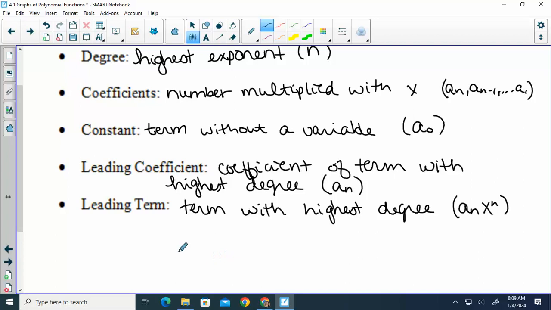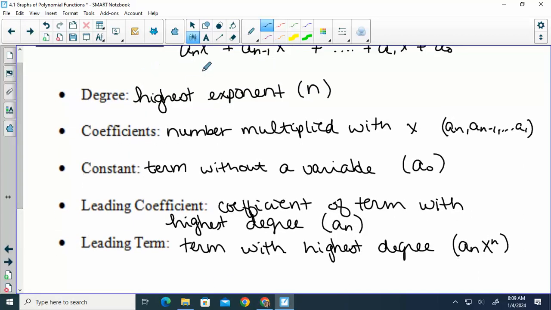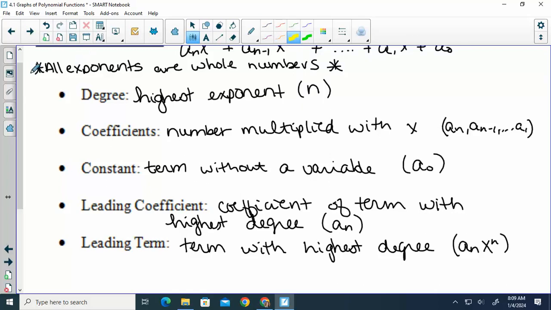Something to note, when we have this definition of polynomial, all the exponents are whole numbers. So that means when I say it's a polynomial, we know we're adding powers of x, but those powers have to be things like 0, 1, 2, 3, 4. You can't have a negative exponent. You can't have a fraction or a decimal for your exponent.